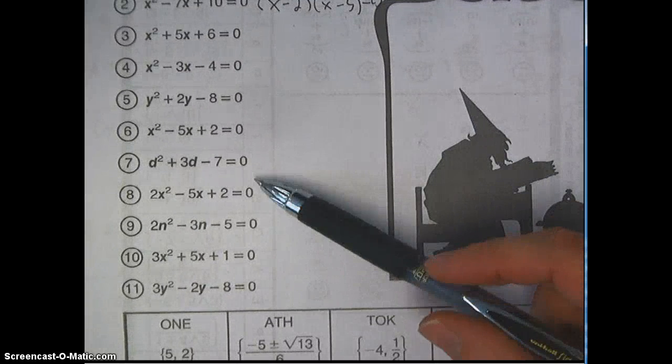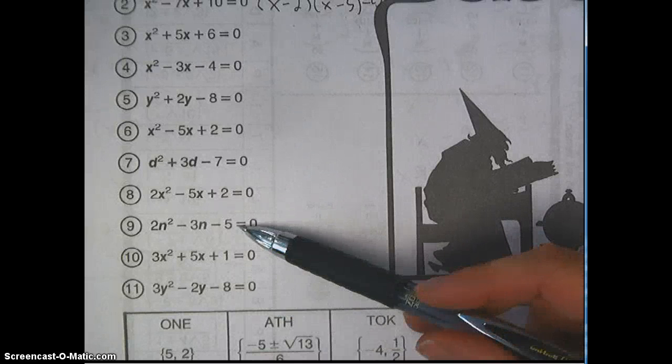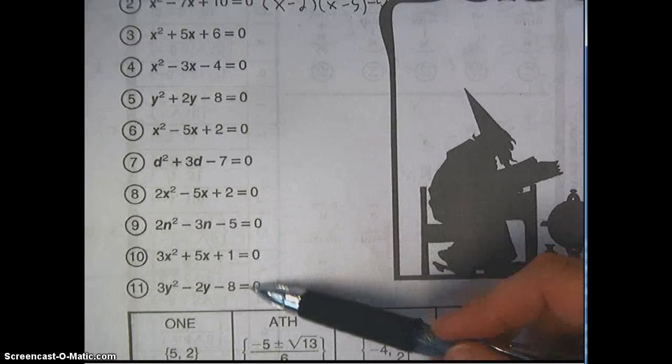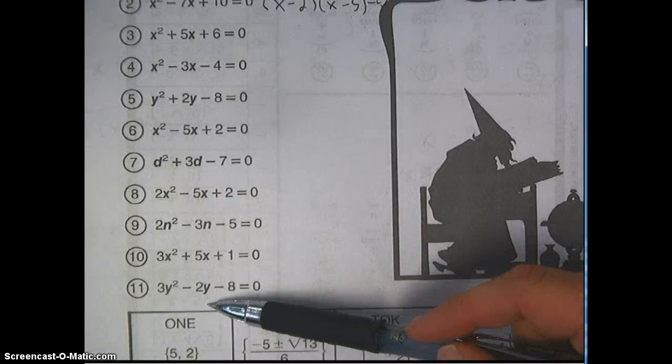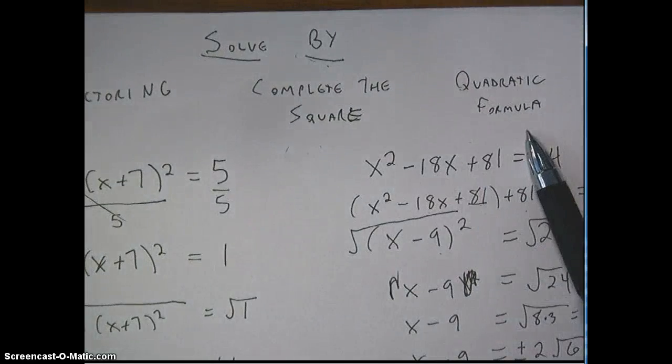Sometimes, like an 8 through 11, you're going to have to use a different technique. Now you can try and complete the square here, but it ain't going to be pretty. I don't recommend it. On these 4, definitely these 4, I'd recommend using the quadratic formula. So let's talk about the quadratic formula, the third thing in our toolbox.